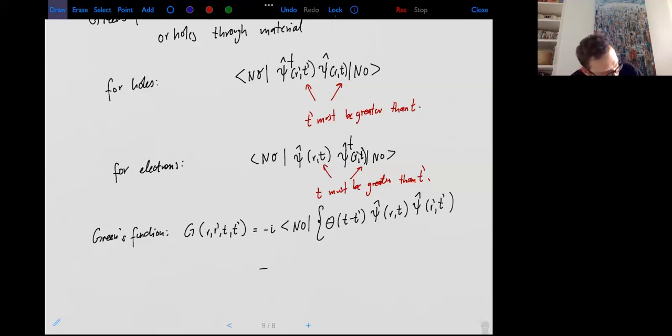There's a minus sign. Trying to make no mistakes here.